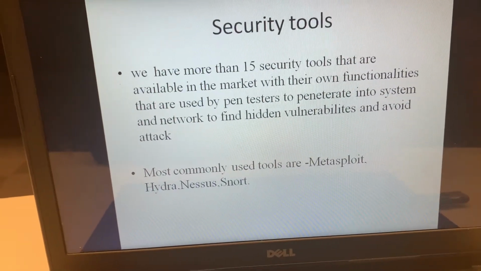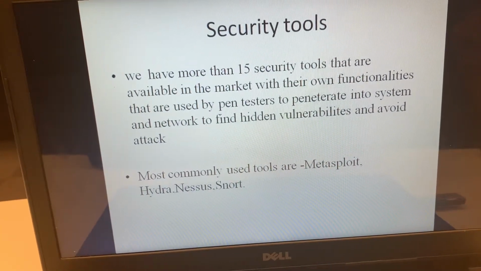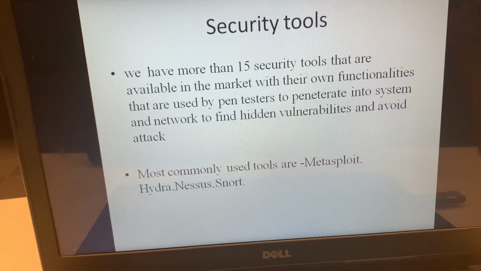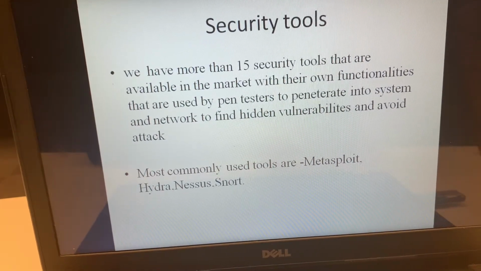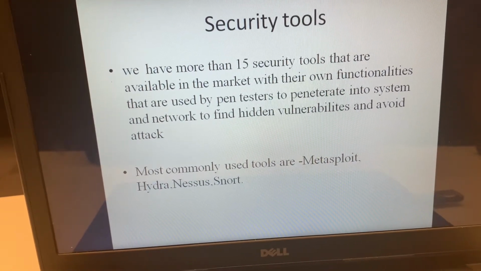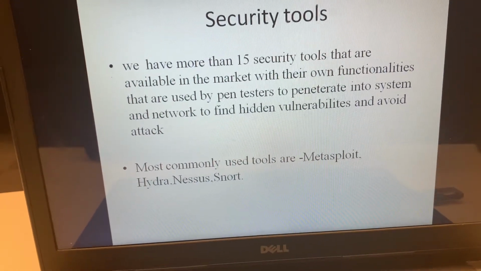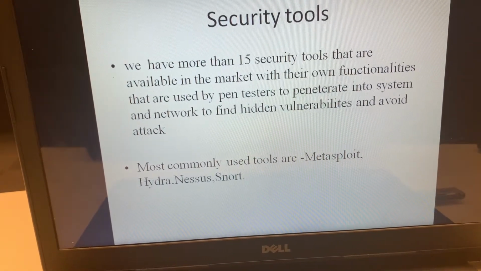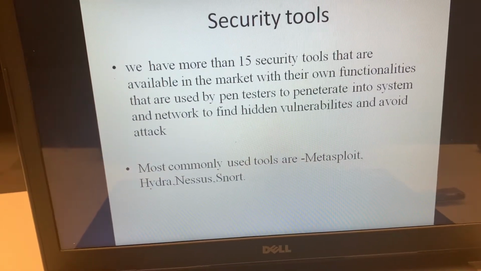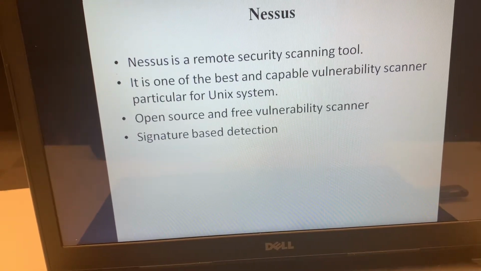So we have more than 15 security tools available in the market in today's modern era, with their own functionalities, that are used by pen testers to penetrate into a system and a network to find hidden vulnerabilities and avoid attacks. But the most commonly used tools are Metasploit, Hydra, Nessus and Snort. So today I will discuss Nessus and Snort, the security tools.